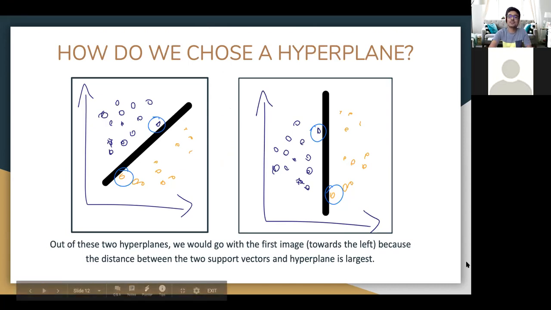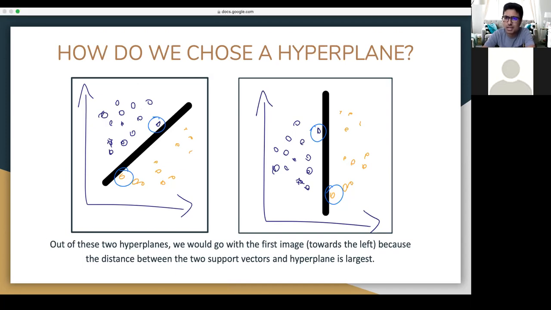All right, yes, and the reason why the left one is the one which we are favoring and going to choose, like you guys mentioned, is that the distance between the two support vectors, these two support vector points, and our hyperplane is the largest. So whenever that distance between our two support vector points and our hyperplane is the largest, that is when we know which of the two hyperplanes we have to choose.